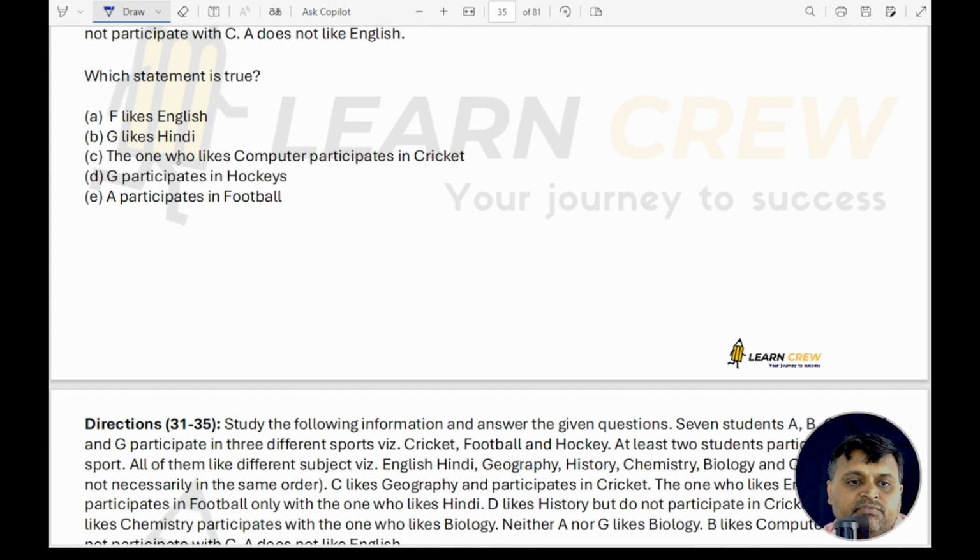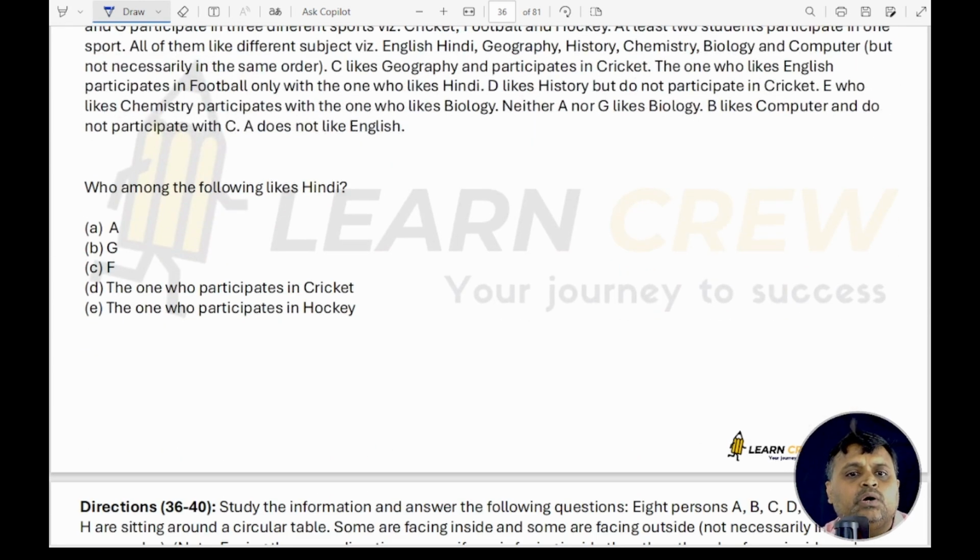The one who likes computers participates in cricket. Is the computer person participating in cricket? No. G participates in hockey. Wrong, just now we have said G plays football. A participates in football is correct. Now who among the following likes Hindi? The top one, A.